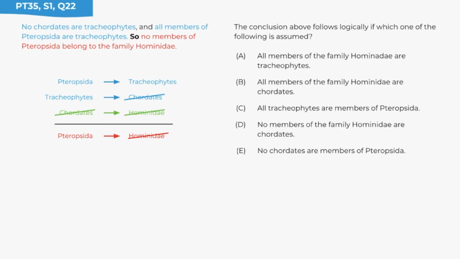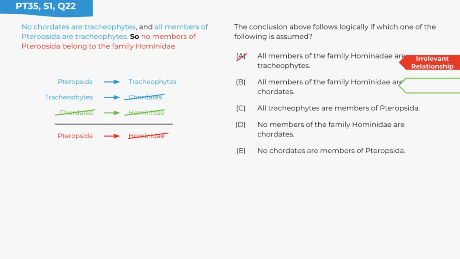So let's look at the answer choices. Answer choice A says that all members of the family Hominidae are tracheophytes. We're trying to connect H's with C's, while this answer choice is connecting H's with T's. So this is simply an irrelevant relationship. Let's get rid of it. Answer choice B says all members of the family Hominidae are chordates. This looks very much like the contrapositive of the missing link. So let's hold on to answer choice B.